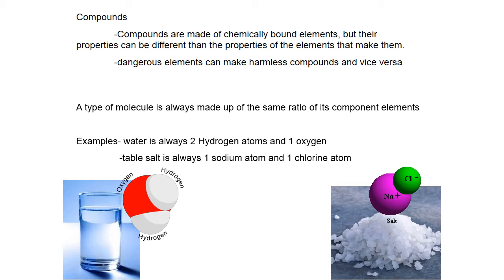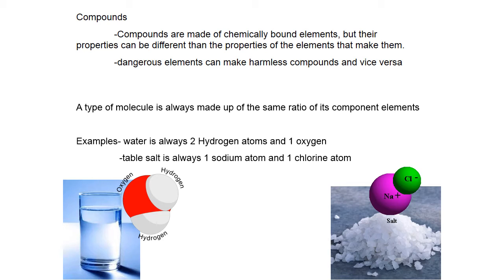Even though compounds are made of chemically bonded elements, their properties can be different than the properties of the elements that make them. For example, water is made by bonding two hydrogen atoms to an oxygen atom. Both oxygen and hydrogen are gases at room temperature. However, when you combine them, the new compound, water, is a liquid at room temperature. Since the properties of compounds differ from the properties of the elements that make them, they are considered new, pure substances. Dangerous elements can bond to make harmless compounds, and likewise, harmless elements can bond to form harmful compounds.